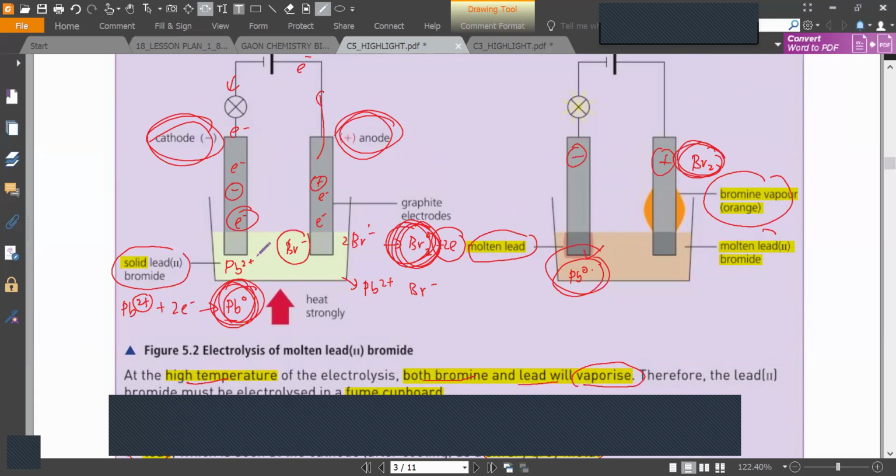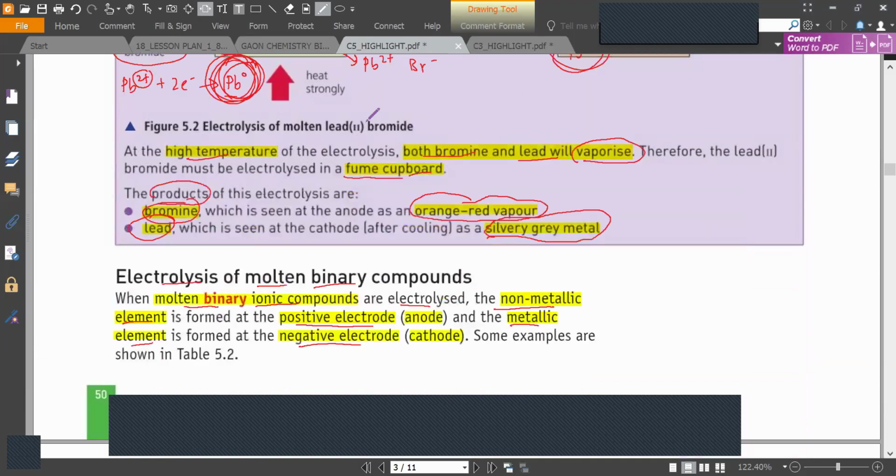Why? Because the metal ion is positive, it will be attracted to the negative electrode, which is the cathode. So it will always form at the cathode. The non-metal ion, which is the bromide here, is negative, so it will always be attracted to the positive electrode. That's why the non-metal product is always formed at the anode. This one needs to be remembered.